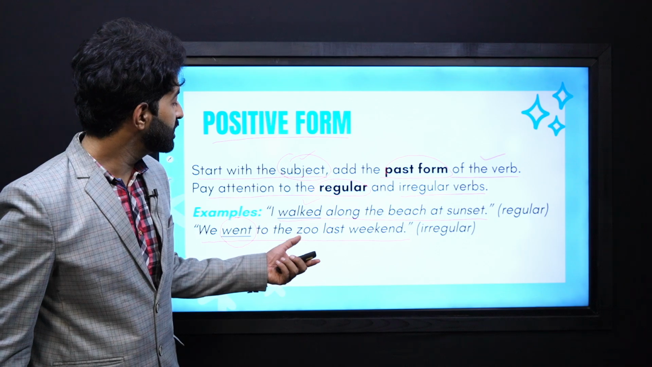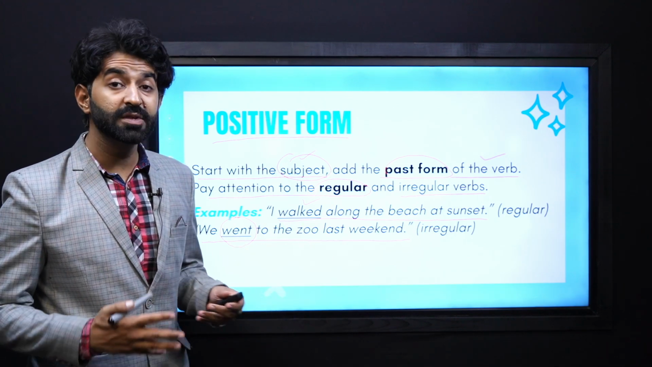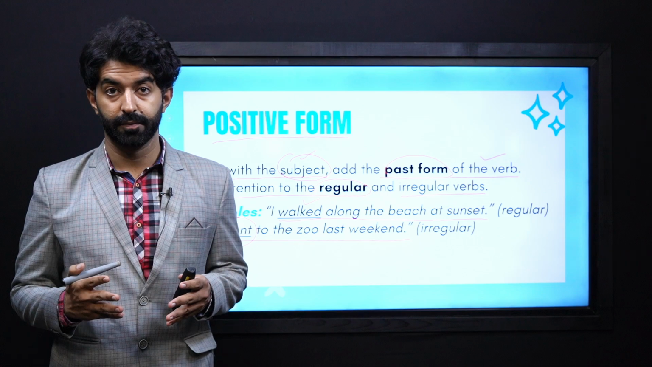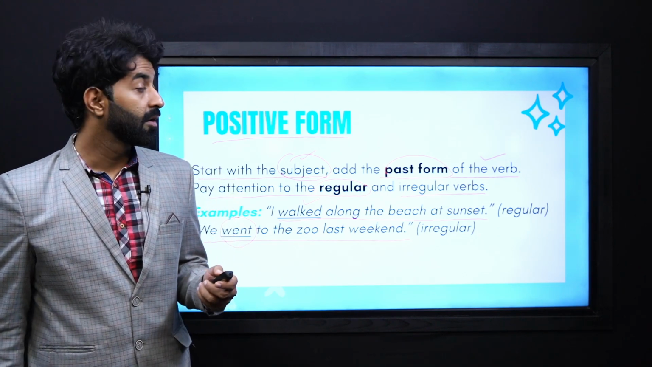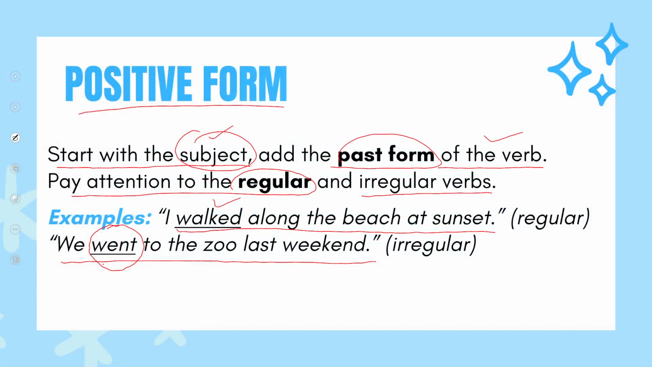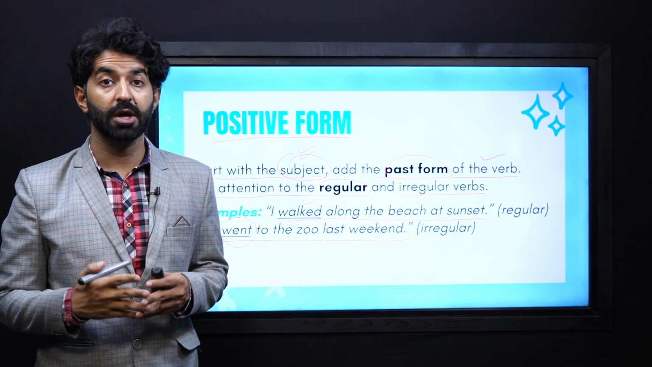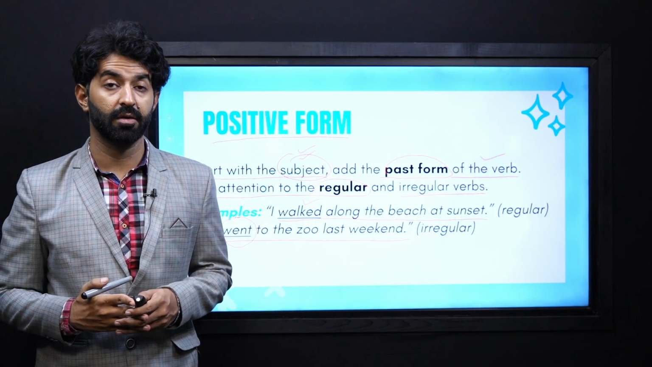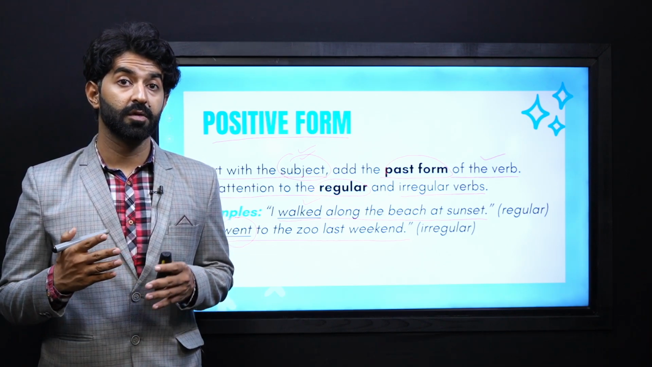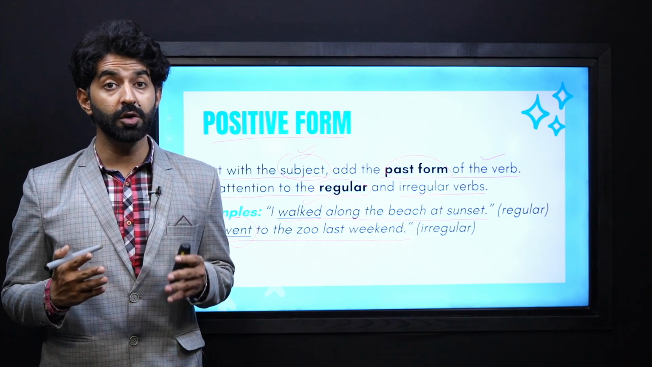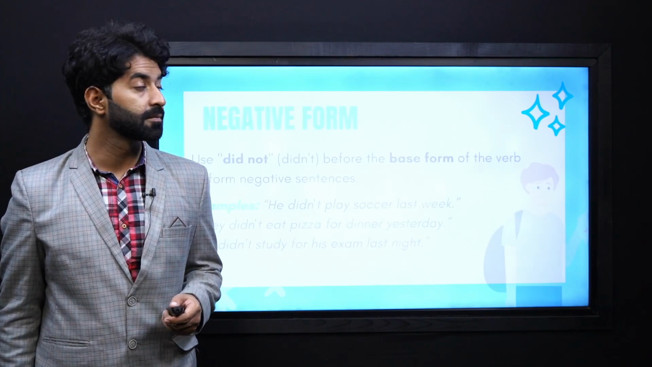Now you can see that these are positive forms of verbs and they are positive past simple tense because we started with the subject, added the past form, and we took care of the regular or irregular verb. This is how you form a positive form or sentence using the past simple tense.